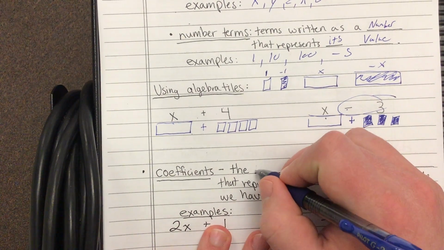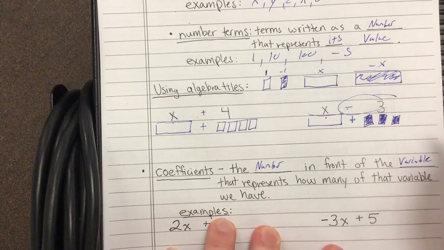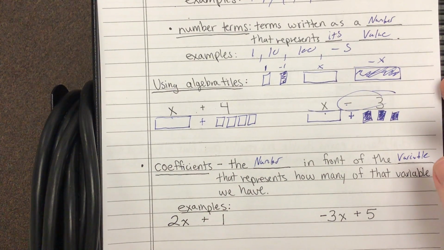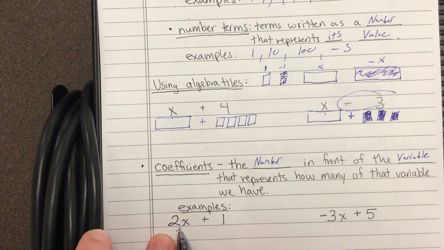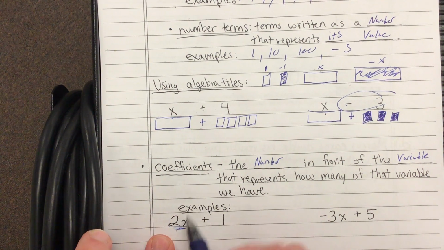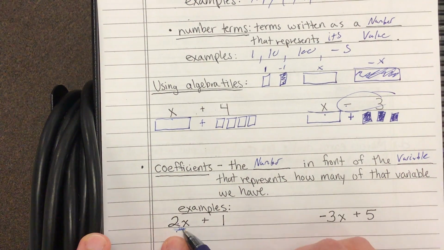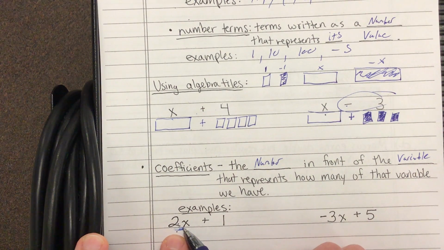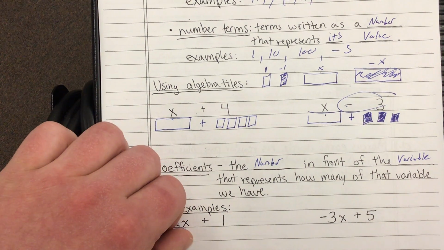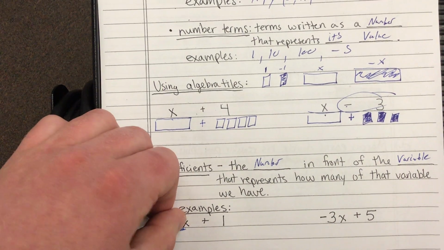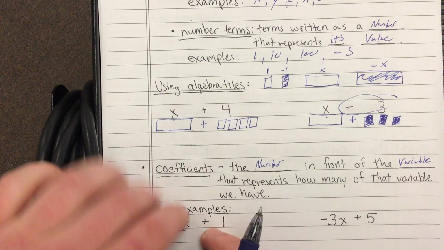All right, coefficients are the number in front of the variable that represent how many of that variable we have. So here, how many x's do we have? 2 x's. And this 2 right here would be our coefficient. All right, and like we talked about, when we have numbers next to each other like this, what do we do with them? The multiplication. We just multiply, right?